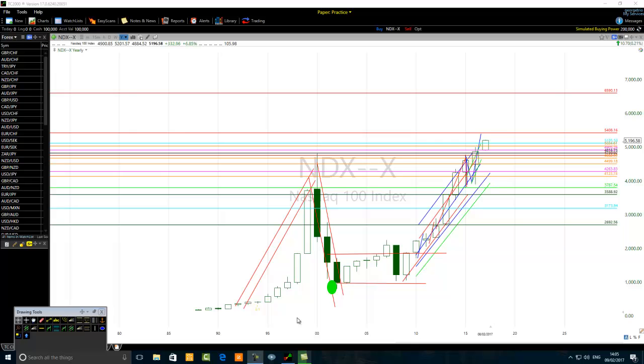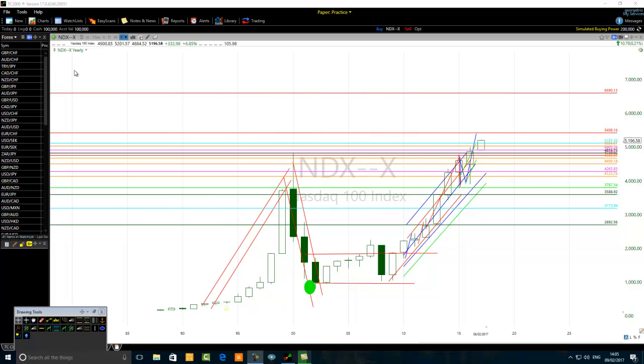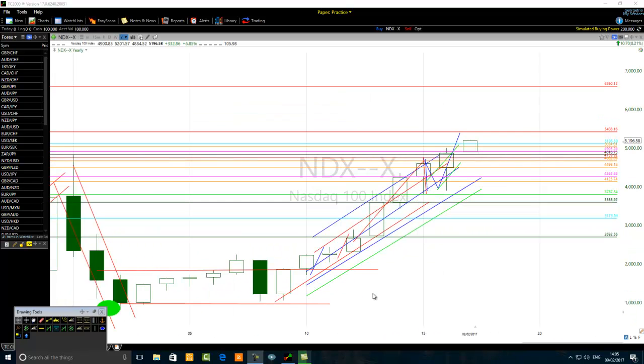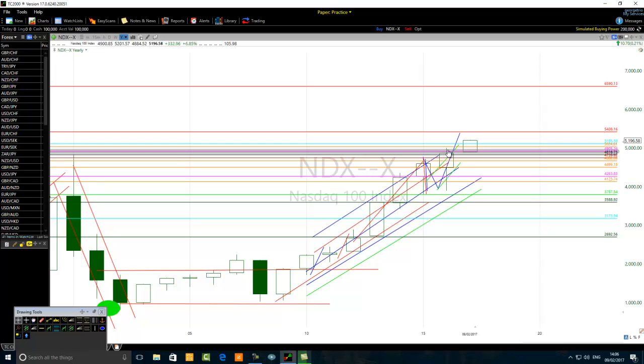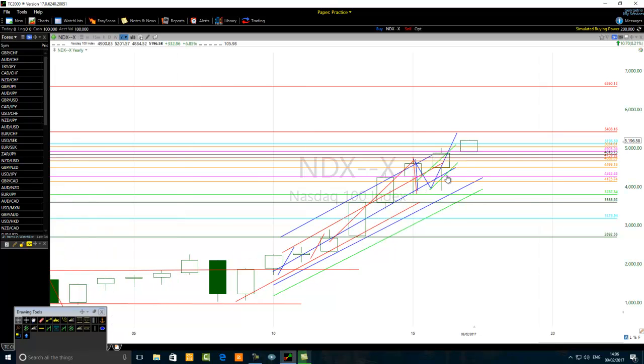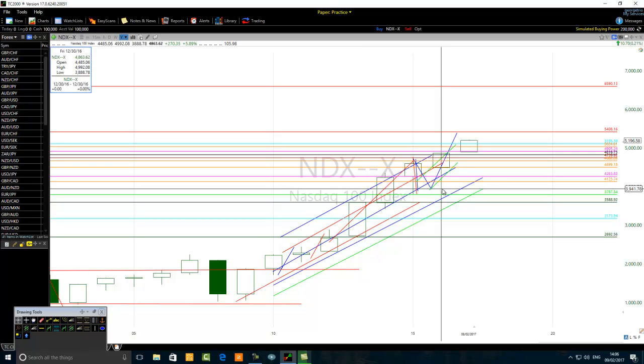Let's get started. All right, we're on a yearly chart of the NASDAQ-100. And as you can see, we are now above the high of 2016. That high was at 4992. So what we can say to traders: as long as the NASDAQ-100 is finding support above 4992, we must give priority to bullish signals above 4992.